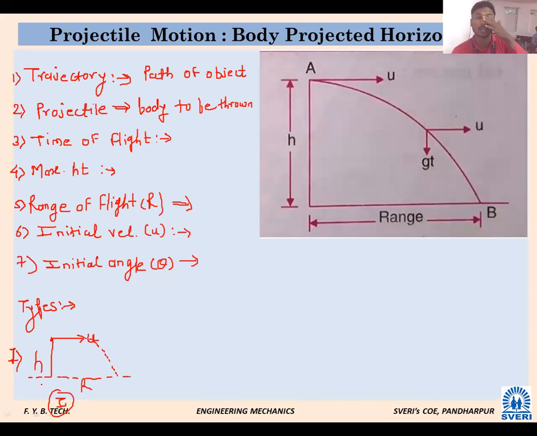Are you getting it? So the first type of projectile motion is: the object is raised to a certain height h, and then it is thrown horizontally. This word is very important here, horizontally, and it will fall after that.